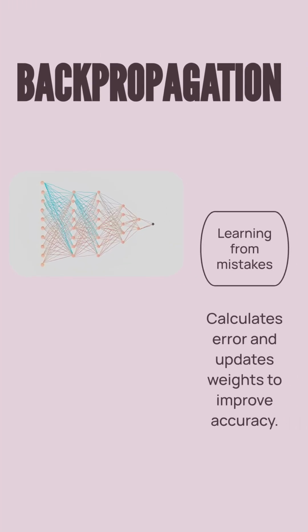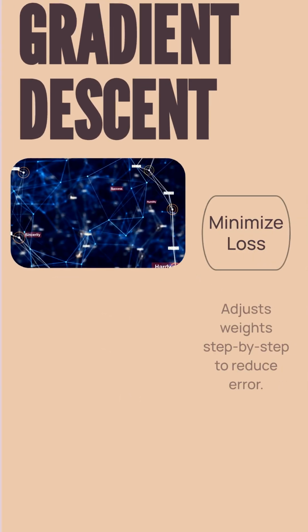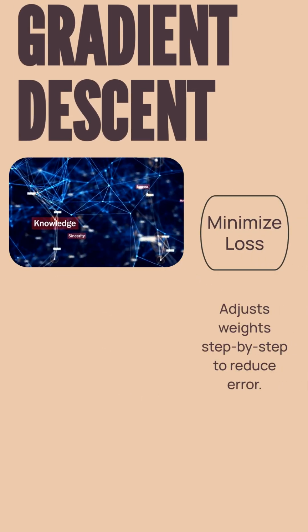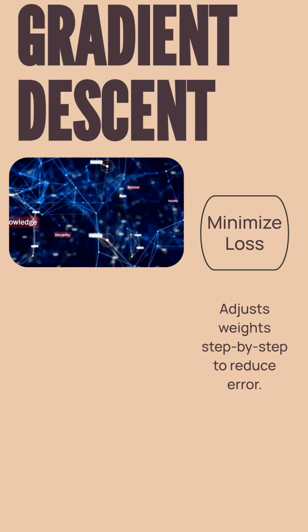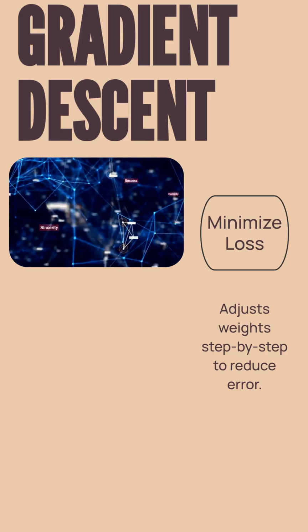Backpropagation is how the model learns from its mistakes. It calculates the error and then updates the internal weights of the network to increase accuracy. It's like correcting your answers after checking them. Gradient descent is an optimization technique used to minimize the loss function. It adjusts weights in small steps, aiming to find the lowest error point, similar to walking downhill.